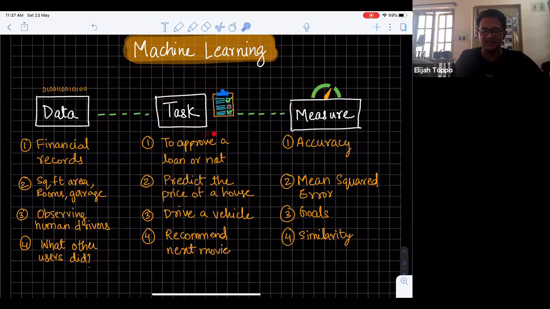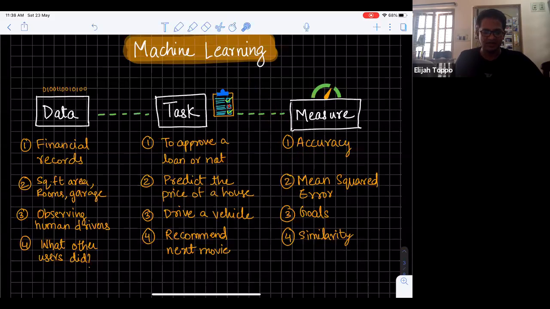We're learning a task that will continuously perform better and better on the measure, and to do that, it is taking help from the data. So in one example, I have financial records, the task is approving or not approving a loan, and the measure is accuracy. Accuracy is, in the past, have we approved these loans or not, and are we able to learn an algorithm that can take the data and answer whether to approve a loan or not?